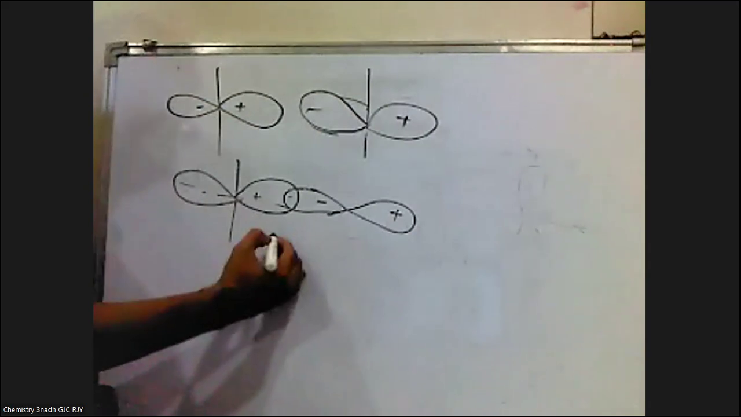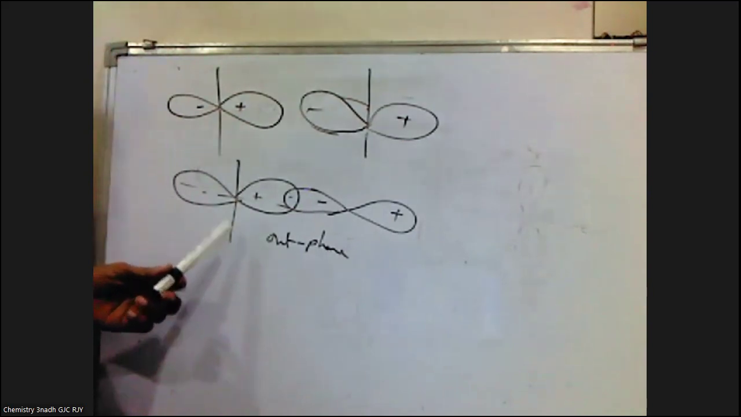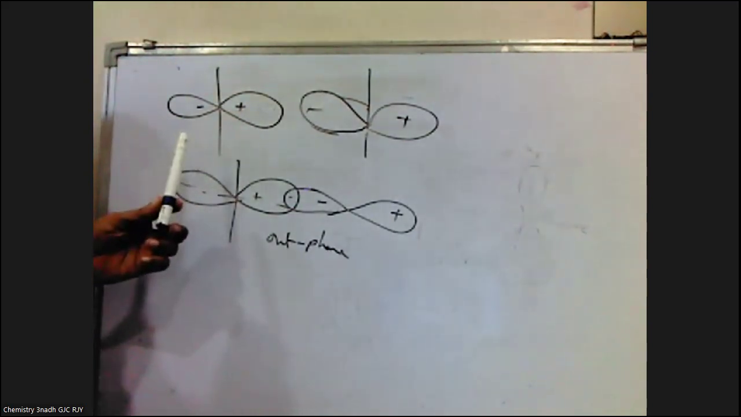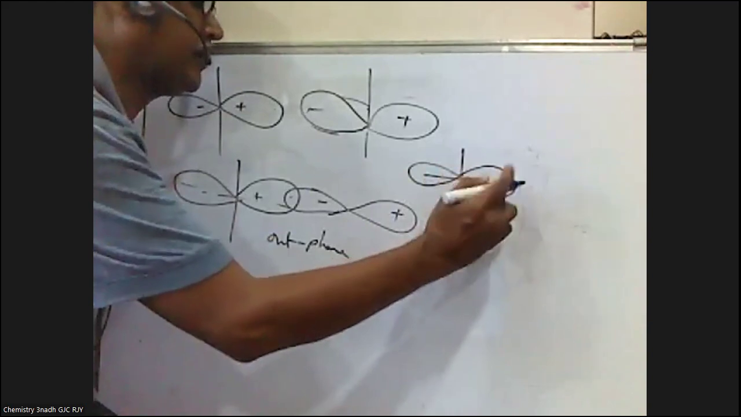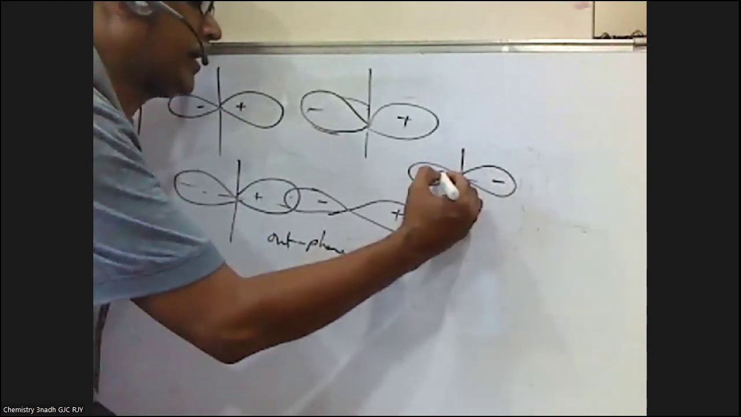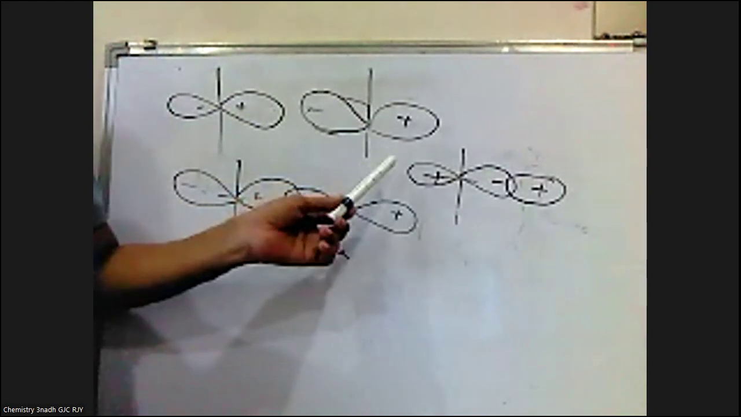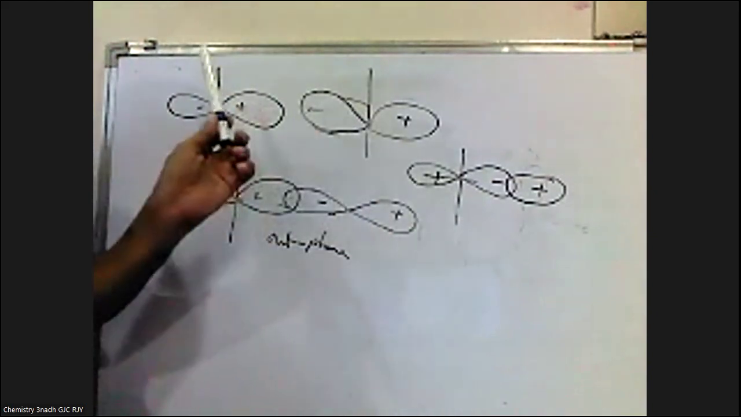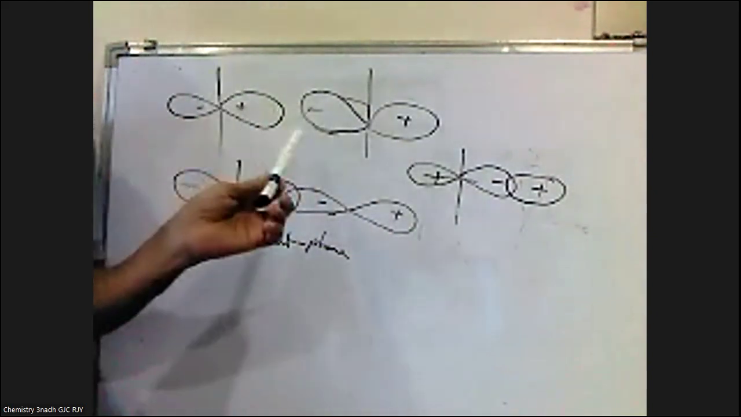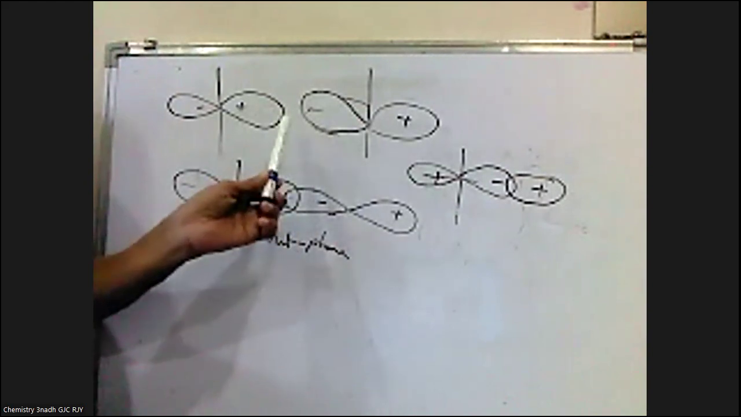This one we call out of phase overlapping or negative overlapping. Similarly for sp orbitals, if you take the pz orbital with the negative lobe and the positive lobe, and it overlaps with an s orbital, then it is called out of phase overlapping or negative overlapping. These are nothing but boundary surface diagrams.